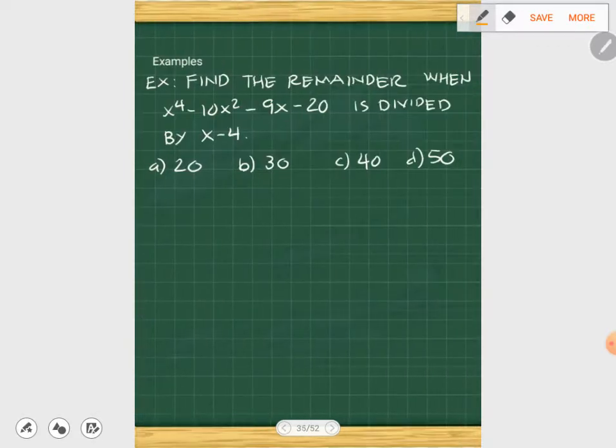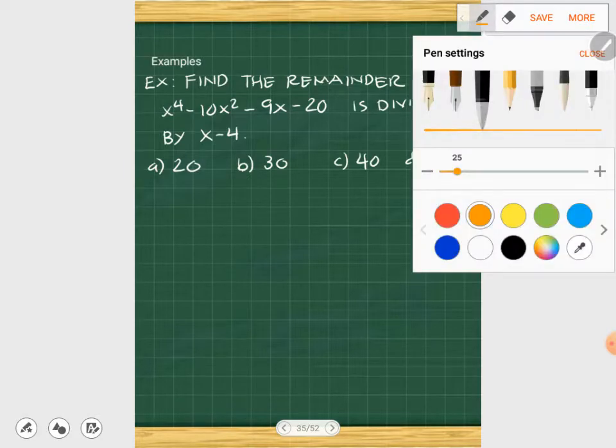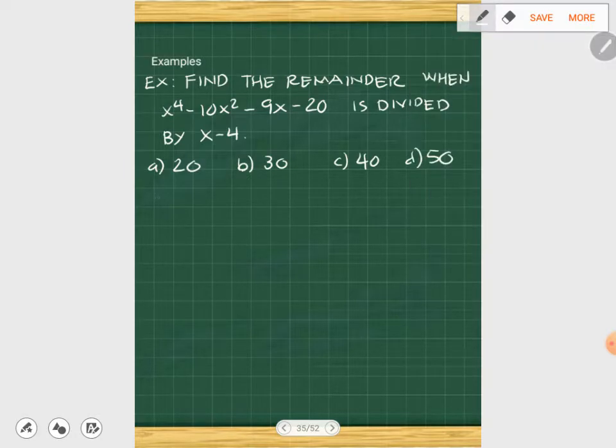Okay? So, another example. Ano daw yung remainder when x to the power of 4 minus 10x squared minus 9x minus 20 is divided by x minus 4? Okay? Pwede nyo i-pause yung video kung gusto nyo sagutan. In my case, continue na lang ako sa pag-solve.